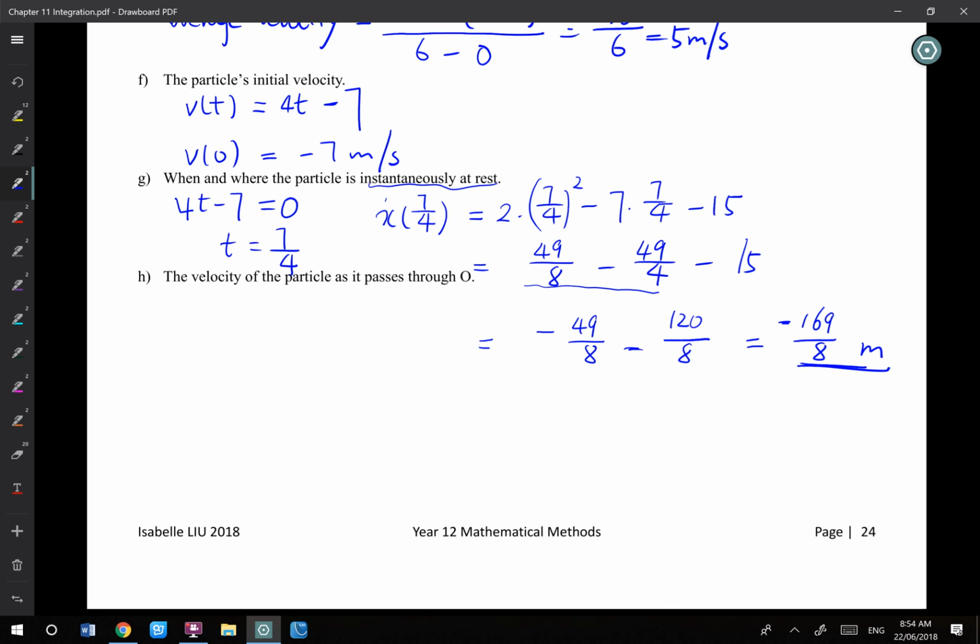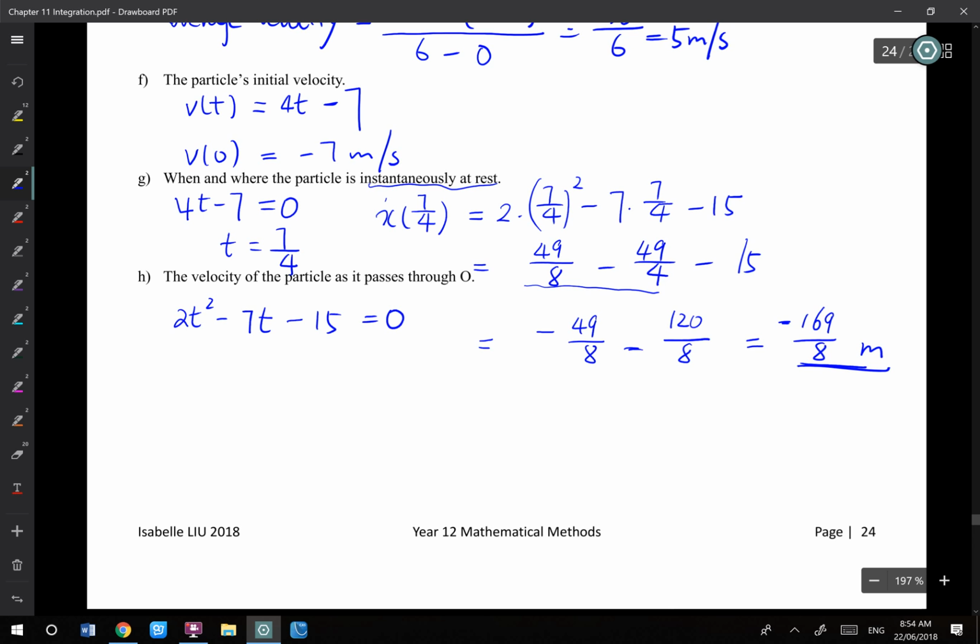And H says find the velocity of the particle as it passes through the origin. Passing through the origin means I want my displacement to be 0, so x needs to be 0. X equals 0 means I'm at the origin position. So I have 2t squared minus 7t minus 15. Okay, it's 3 and 5. So 5 and 3. I need minus 7, so minus 10 plus 3 gives you minus 7.